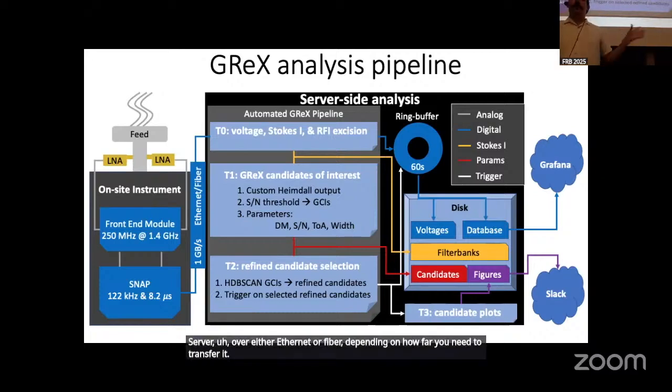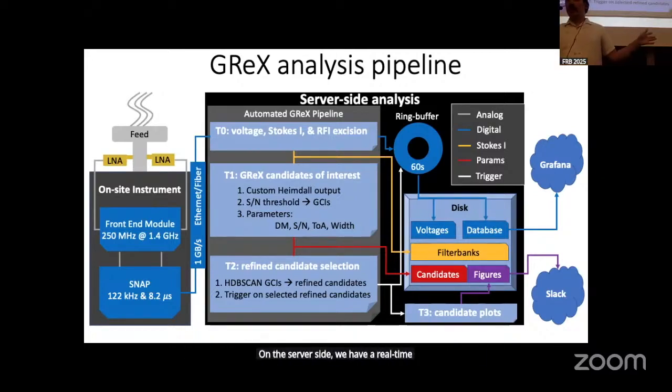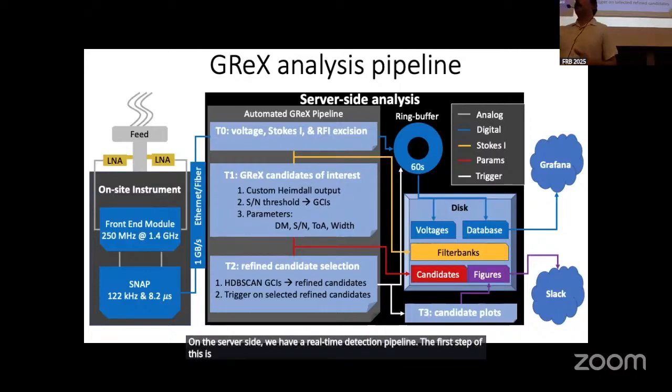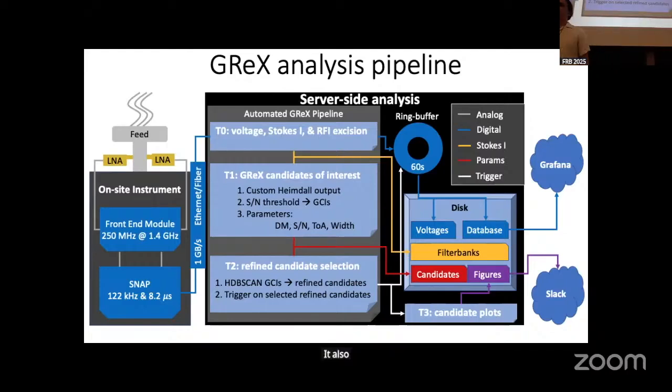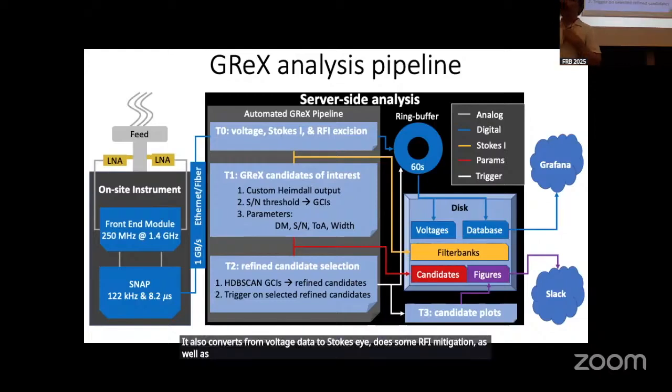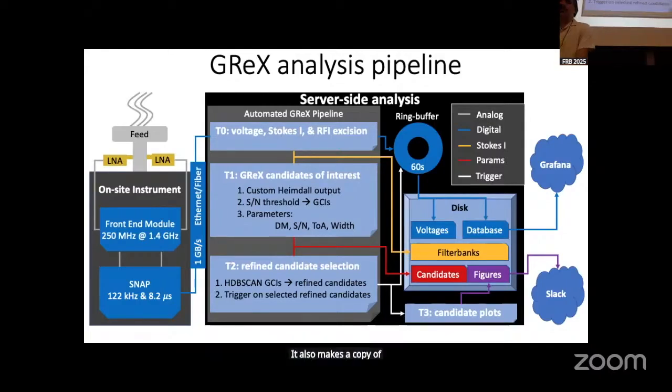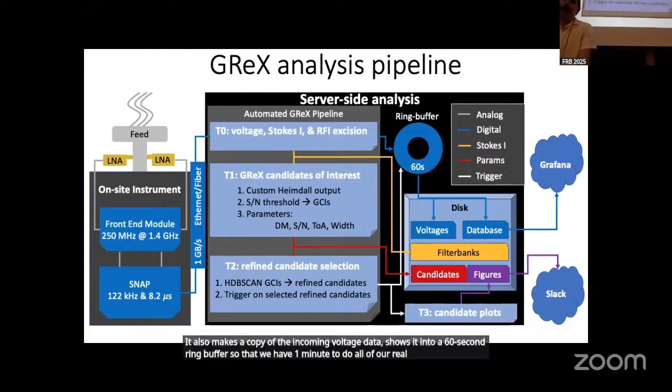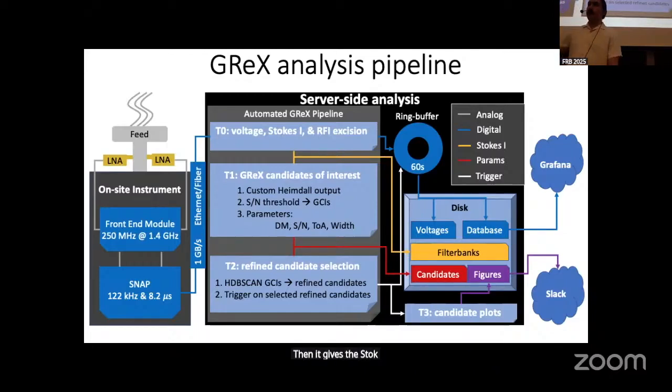So on the server side, we have a real-time detection pipeline. The first step of this is T0. This is handling all of the different data transferring. It also converts from voltage data to Stokes I, does some RFI mitigation, as well as burst injections. It also makes a copy of the incoming voltage data, shoves it into a 60-second ring buffer so that we have 1 minute to do all of our real-time analysis. Then it gives the Stokes I data over to T1.